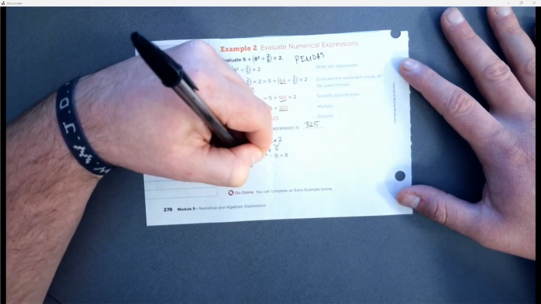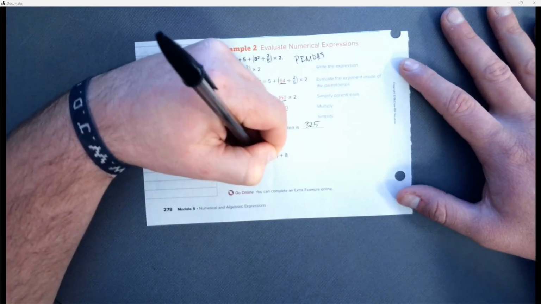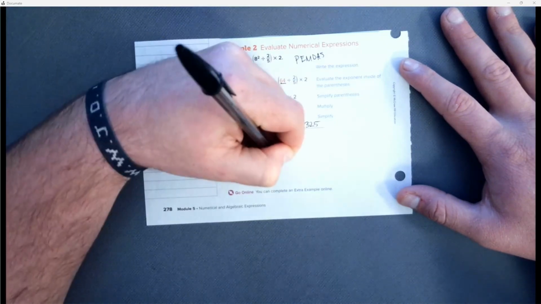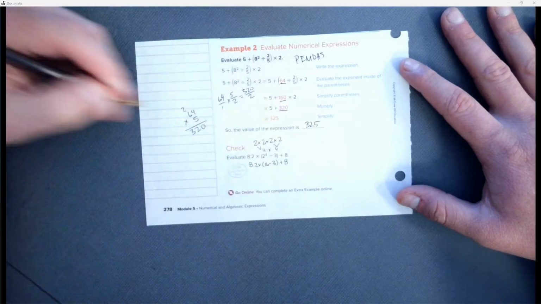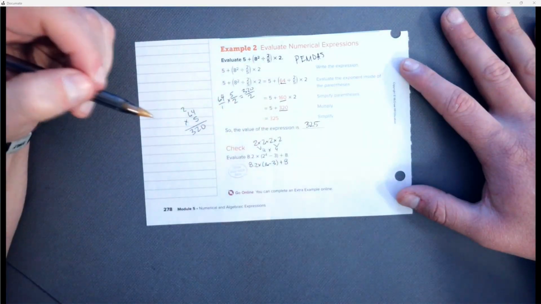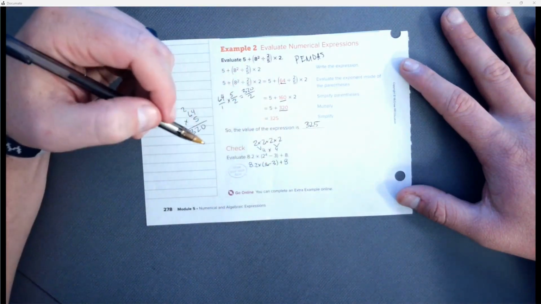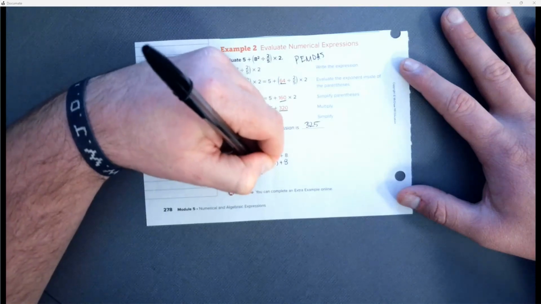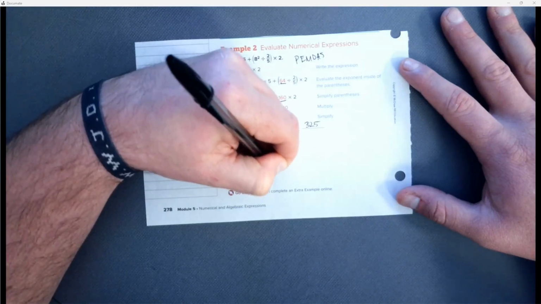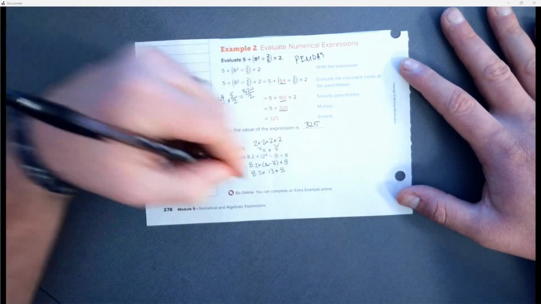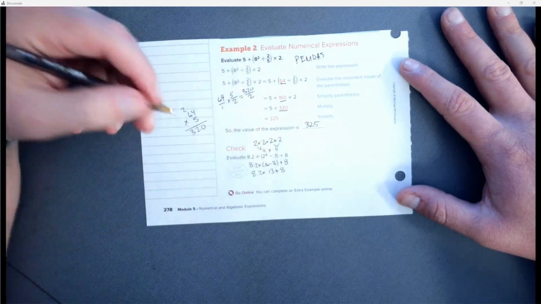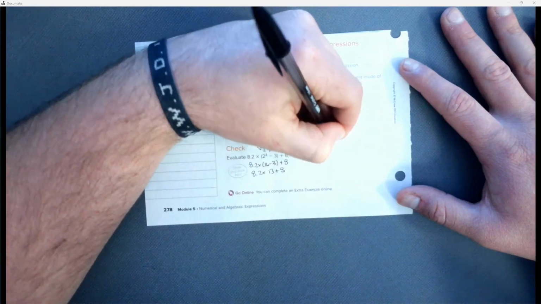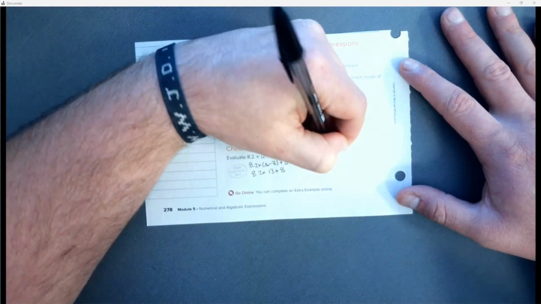So I've got 8.2 times (16 minus 3) plus 8. Still going to stick inside of the parentheses. So I have 16 minus 3, which is 13. So now I have 8.2 times 13 plus 8. I'm going to do my multiplication next. So I've got 8.2 times 13.